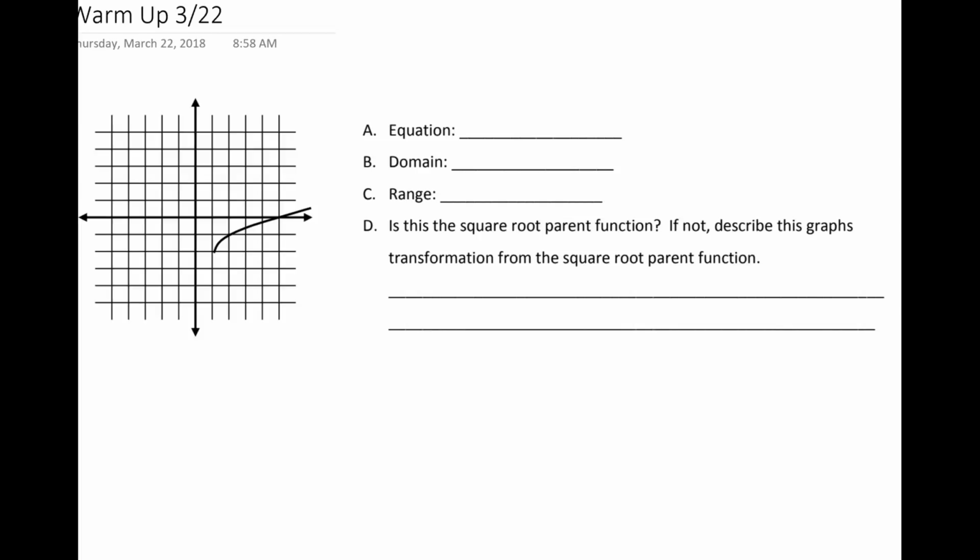Okay, good. Determining what type of function it is first, right? So what type of function do we have here? Oh, this is a square root function. Meaning that our equation is going to be in this format.